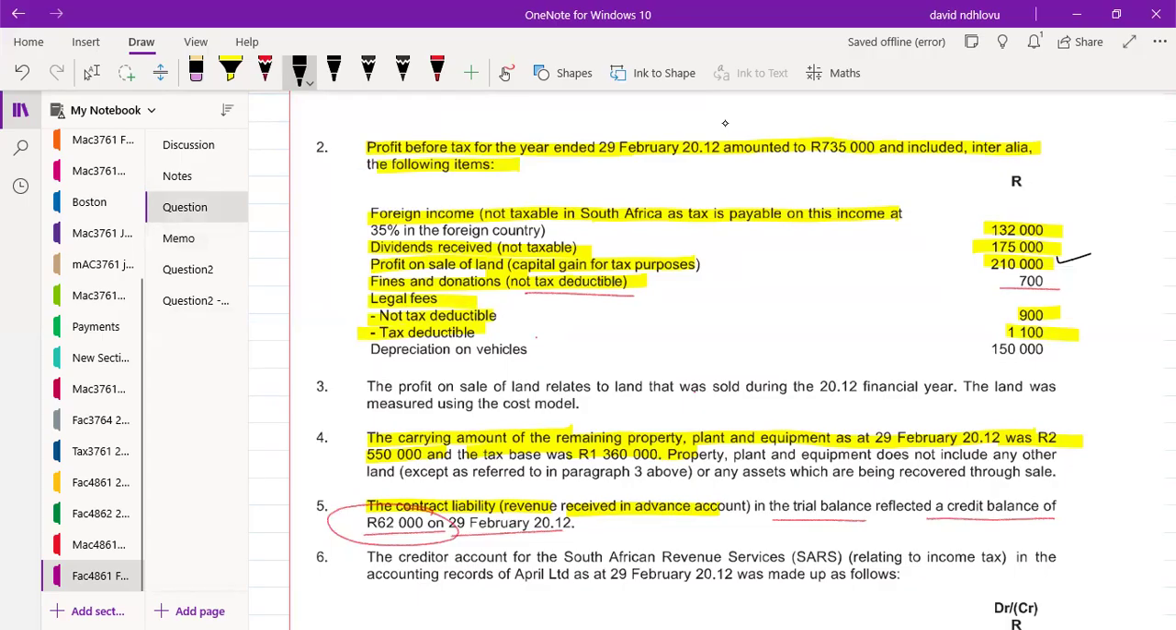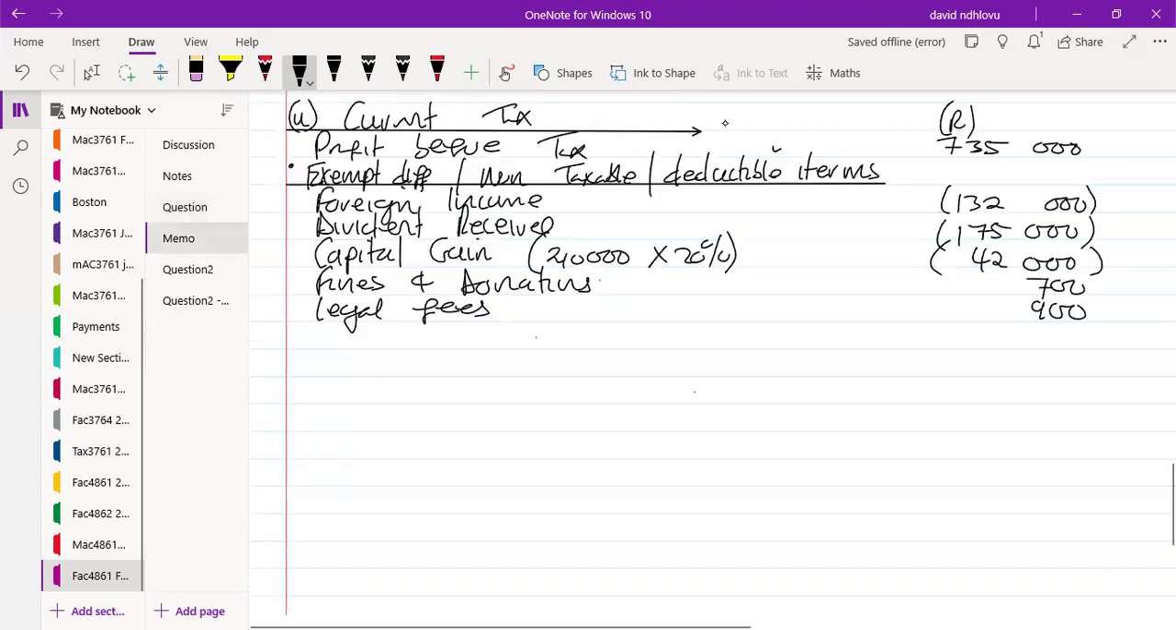Is there any other? We don't worry about depreciation on vehicles. Depreciation is an expense, yes, but it's a temporary difference. So for now, we're dealing with exempt differences. So we are done here.